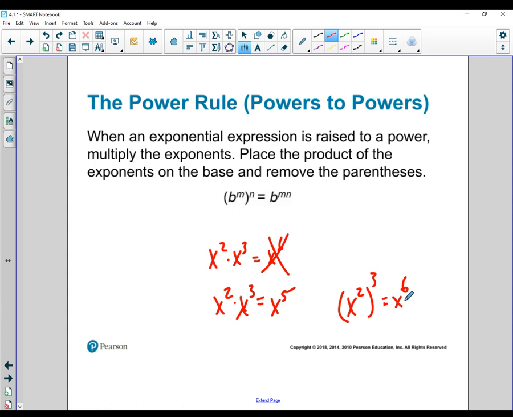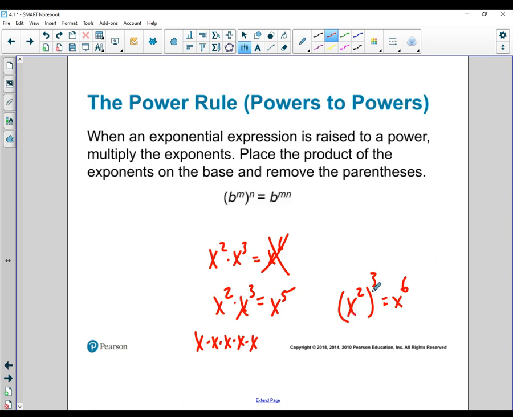One way is to just make sense of it. Think of what x squared and x cubed mean. x squared means x times x, and x cubed means x times x times x. So altogether, that's going to be x to the 5th. If you need to think about it logically like that, that's fine.